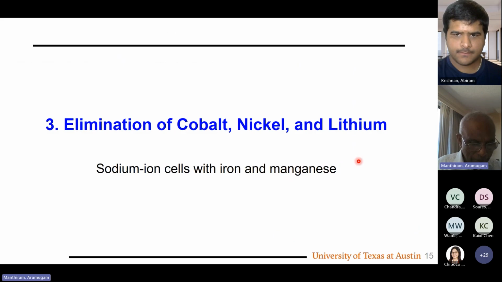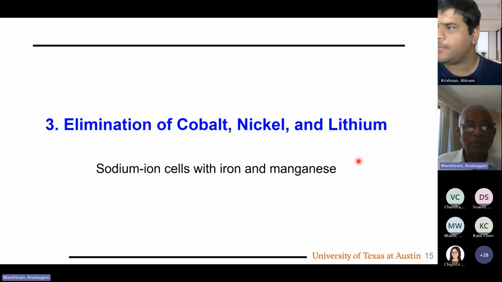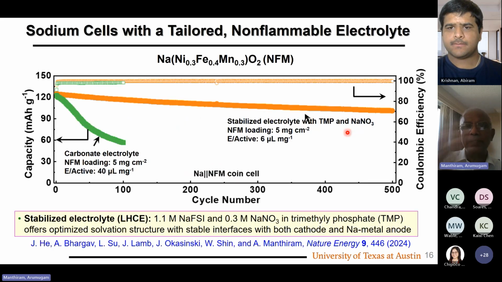Next is elimination of cobalt, nickel, and lithium. So that is the sodium ion cell. Again here, electrolyte is the major issue. This is a sodium compound, with very little nickel. As you see here, there is no lithium. We have developed a new electrolyte with trimethyl phosphate and sodium nitrate that gives a day and night difference compared to the conventional electrolyte.